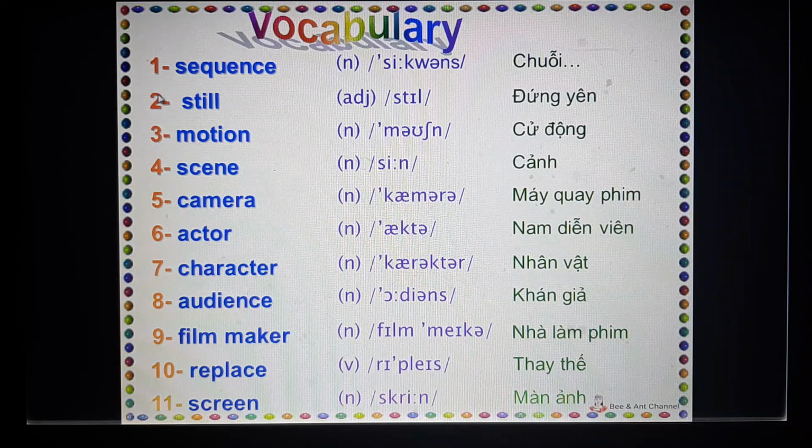Sequence, still, motion, scene, camera, actor, character, audience, filmmaker, replace, screen.